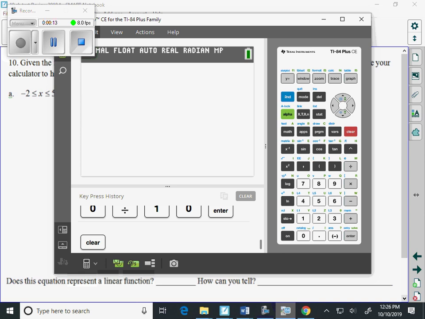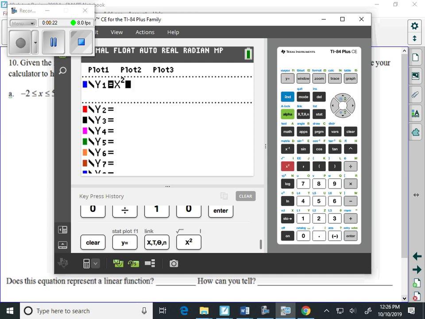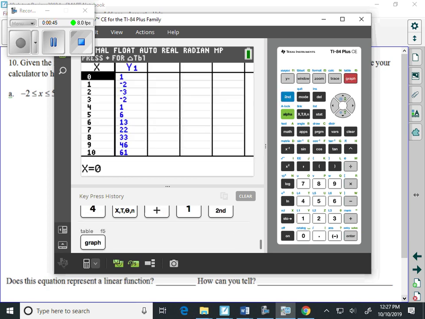We're going to go to y equals, and we're going to type in this function of x squared minus 4x plus 1. By the way, the X button is beside the green alpha button. You do not need to press enter here. The next thing that we need is we're going to go to second and graph, which is going to give us a table here.